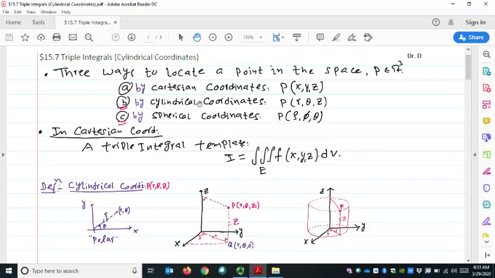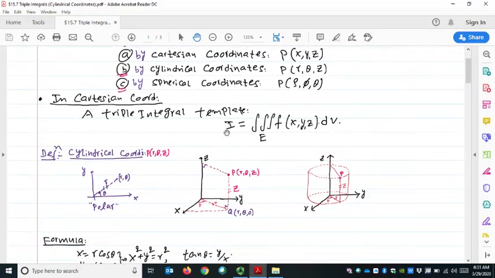And we know in Cartesian coordinates our triple integral template, which we denoted by I in our last class, is I equals the triple integral of a function of three variables f of x, y, z over E, and we integrate it with respect to a volume element dV, where E is a bounded three-dimensional region.